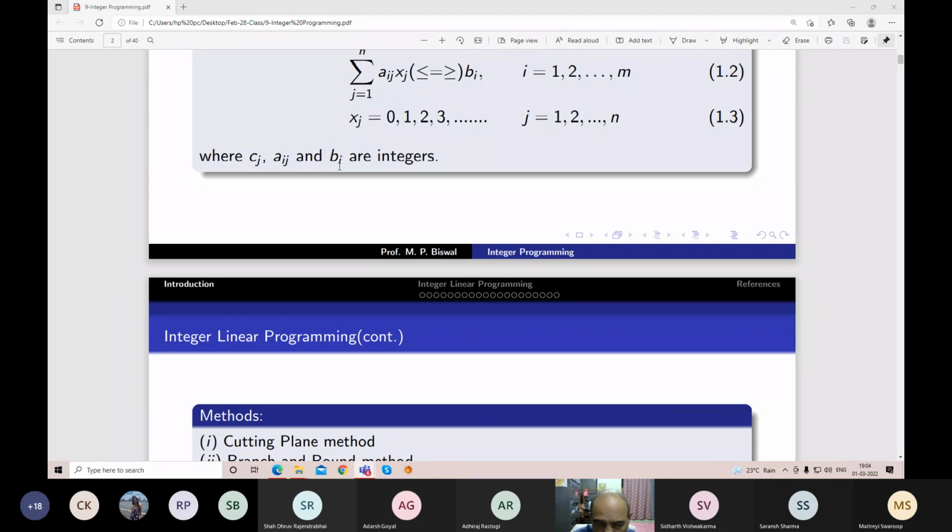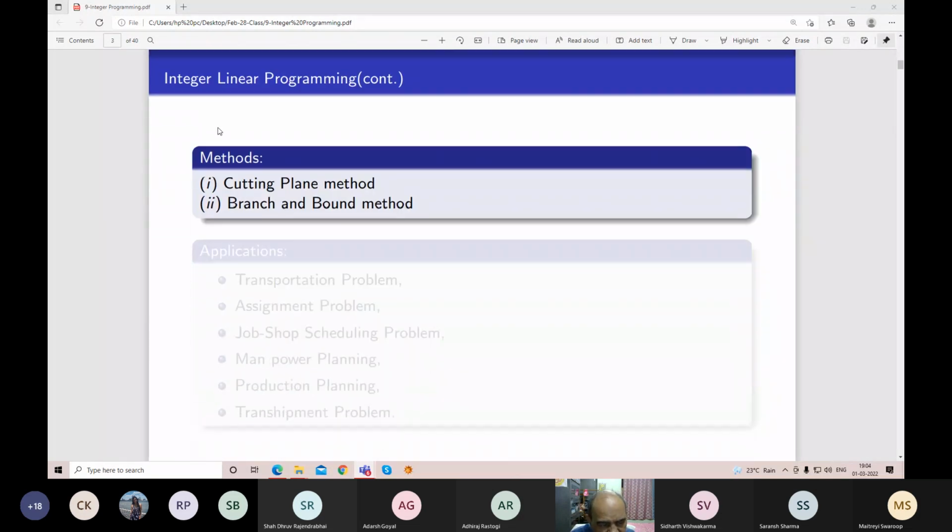For example, x1 plus x2 less than or equal to 7 by 2, multiply by 2. Anywhere more, 7 by 3, multiply by 3. In this manner, make all these parameters integers: the cost coefficients, Aij the technological coefficients, Bi, everything integer. I'm repeating this because generally students commit mistakes here.